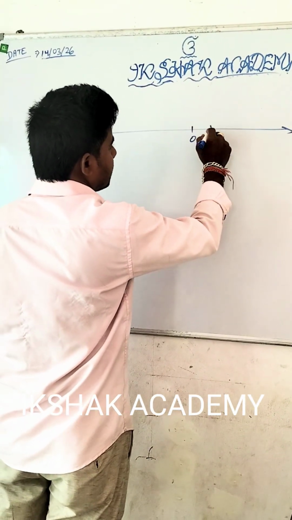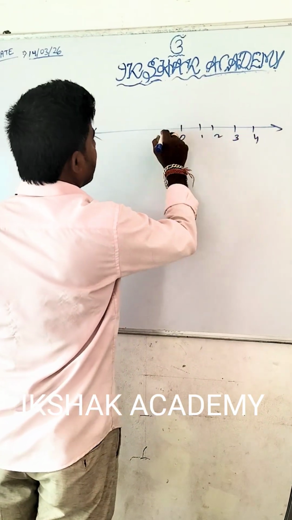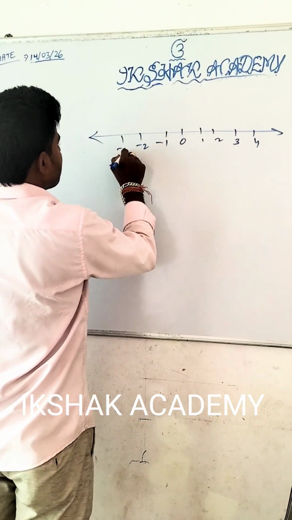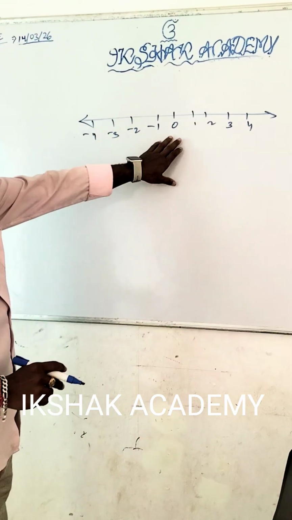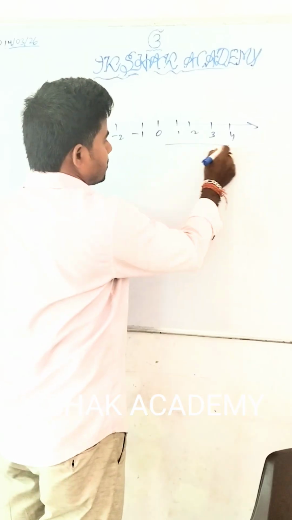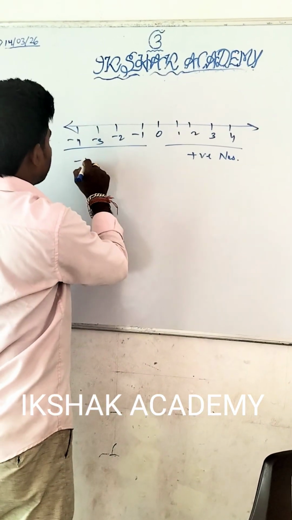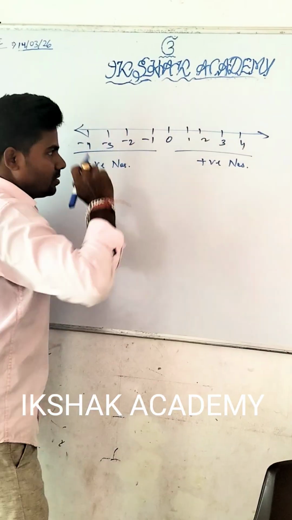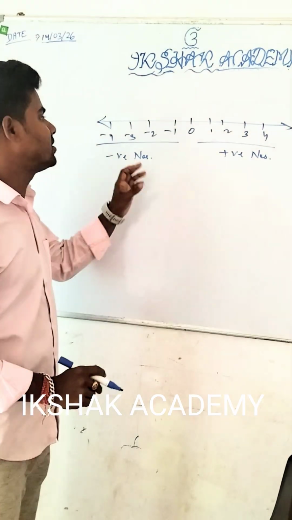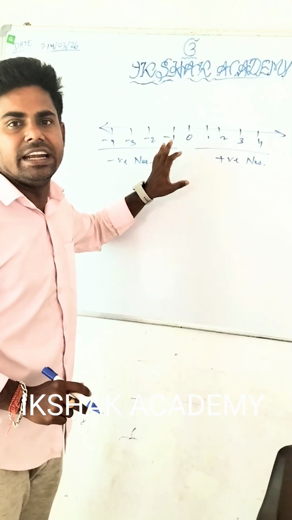Here is the number line, and here the negative numbers are. Okay, so in a number line, these are the positive numbers, and these are the negative numbers, including zero. This is a number line, and all these numbers are known as integers.